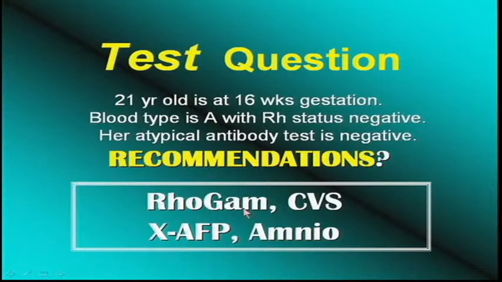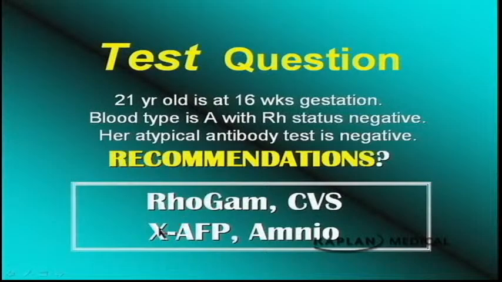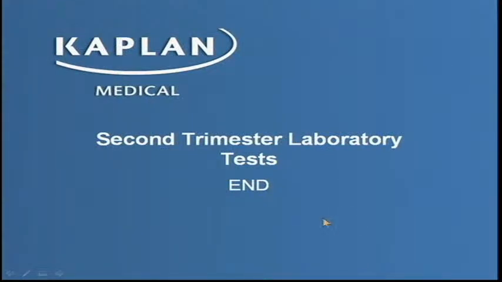Are we going to give a RhoGAM at 16 weeks? No. When do we give RhoGAM? 28 weeks. What gestation age do we do a CVS? That's going to be between 10 and 12 weeks. The other options would be the expanded AFP or amniocentesis. She has no risk factors that would justify an amniocentesis. So what we'd want to offer her is triple marker screen, the expanded AFP. And that is the end of second trimester laboratory tests.